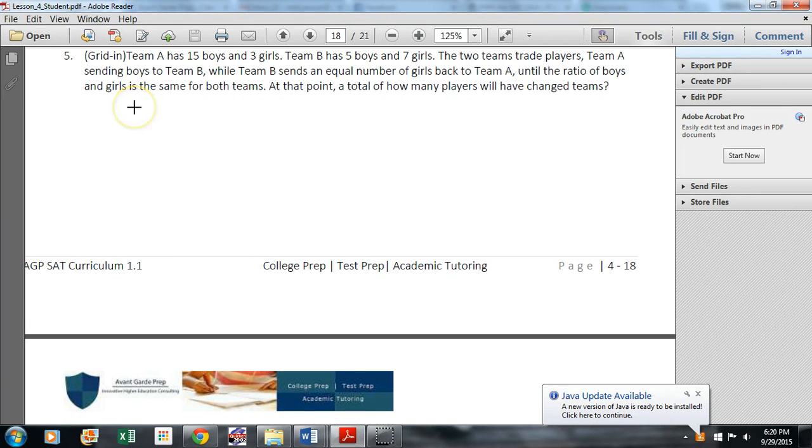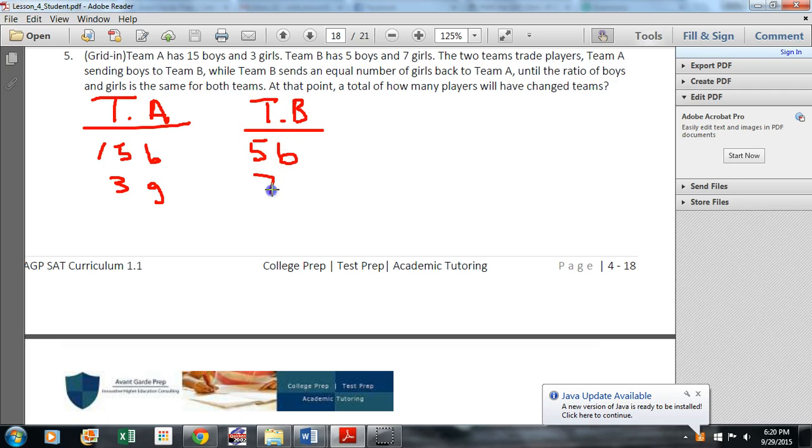This next problem, we're working on ratios. Once again, when you're working with rates and ratios, I really encourage you to draw things out as you set up, which helps give you a better visual. So we have team A here, and it tells me that team A has 15 boys and 3 girls. And then team B has 5 boys and 7 girls.